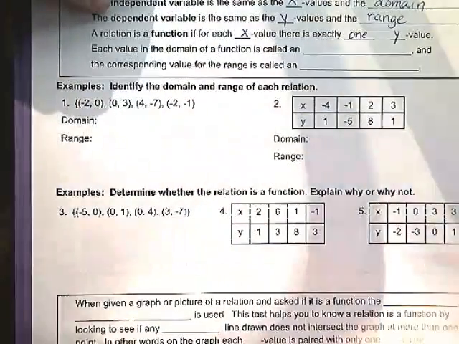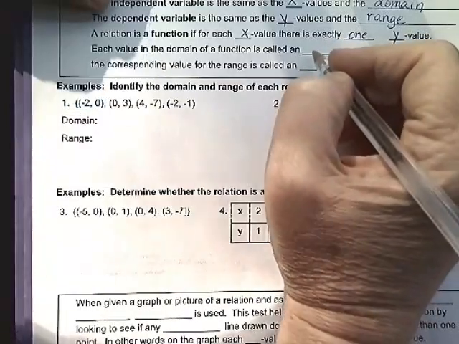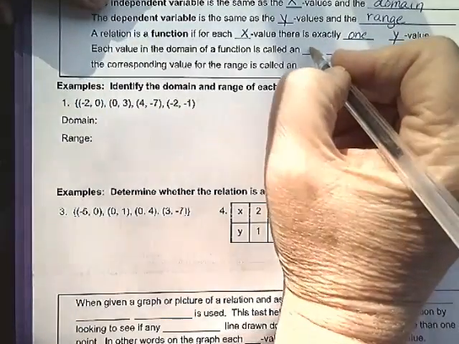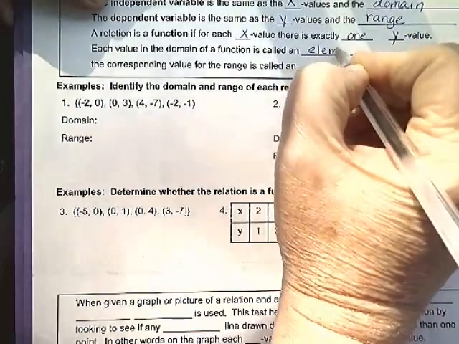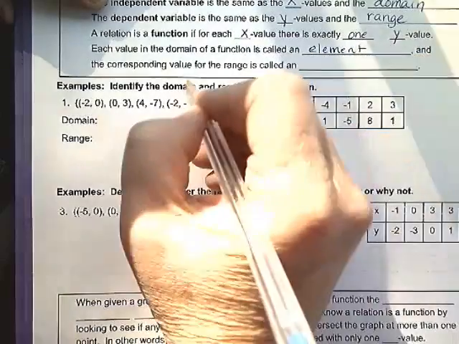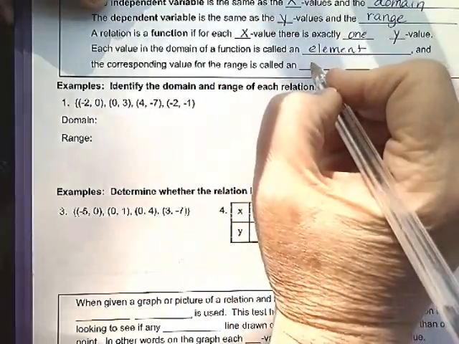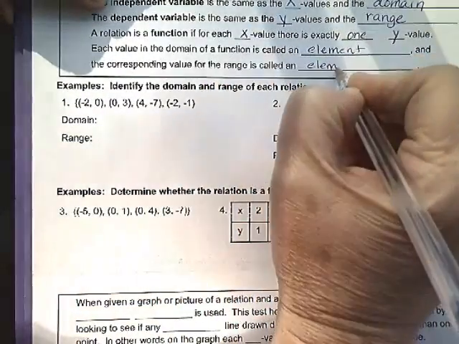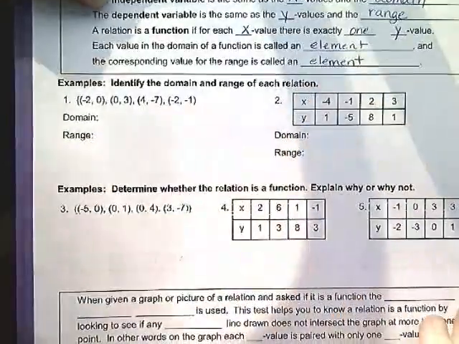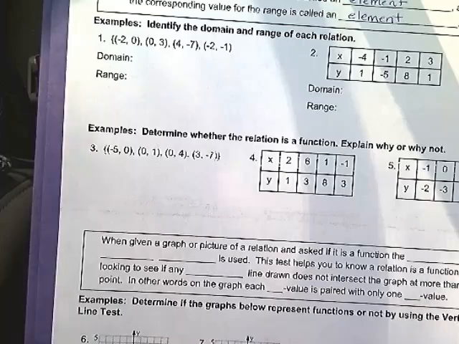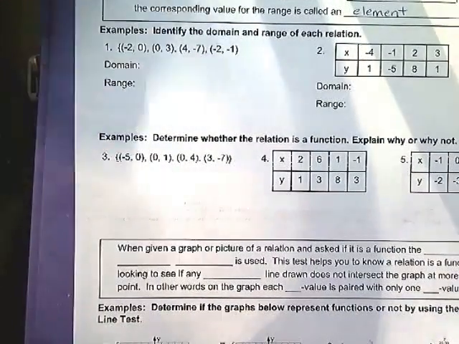Each value in the domain of a function is called an element, and the corresponding value for the range is called an element. These last two are not used as much in Algebra 1 as they are in upper level math courses.